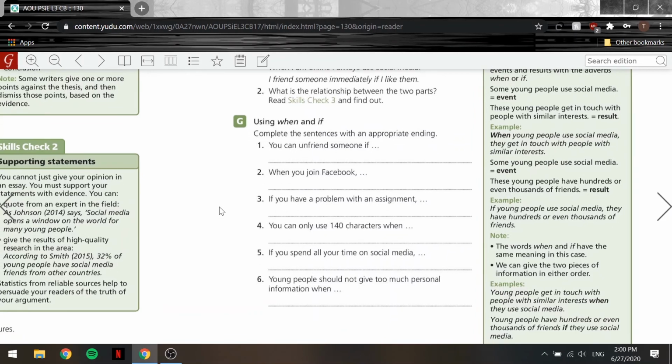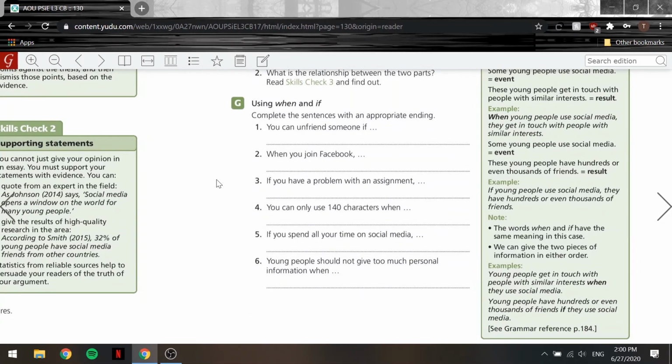All right, so now let's take a look at exercise G using "when" and "if". Complete the sentences with the appropriate ending. So 1, you can unfriend someone if... again, what I want you guys to know is you can write these on your own. There's no magic formula here. I'm going to write my own now, but I want you to do your own and then check your answers with me. So 1, you can unfriend someone if, I'll probably say something like, if you don't like them.